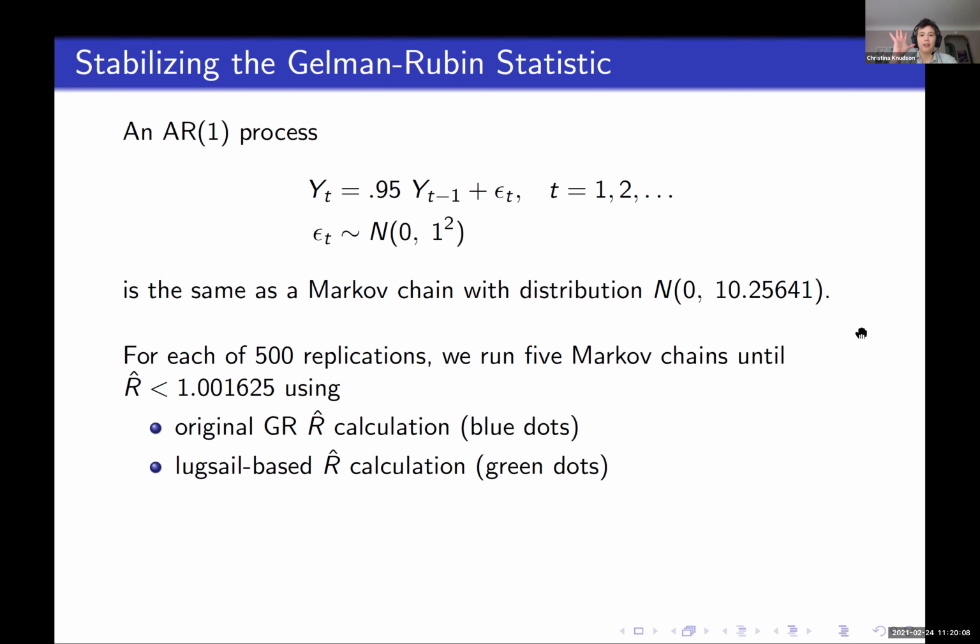For each replication, we ran 5 Markov chains, and we ran them until our R hat hit this threshold, which for now will look mysterious, but in 10 or 15 minutes it'll make sense why we chose this weird looking threshold. We ran these 5 Markov chains according to 2 different criteria. One, we terminated when the original Gelman-Rubin R hat hit the threshold, and two, we ran the chains until our lug-sale based R hat hit R hat less than 1.001625. Okay, so same threshold, but 2 different calculations for R hat.